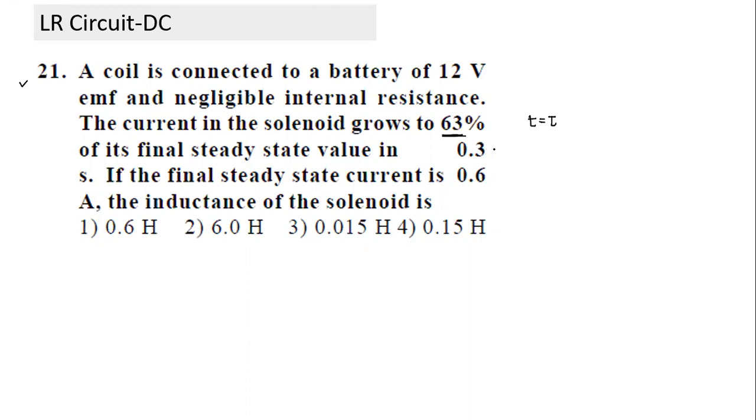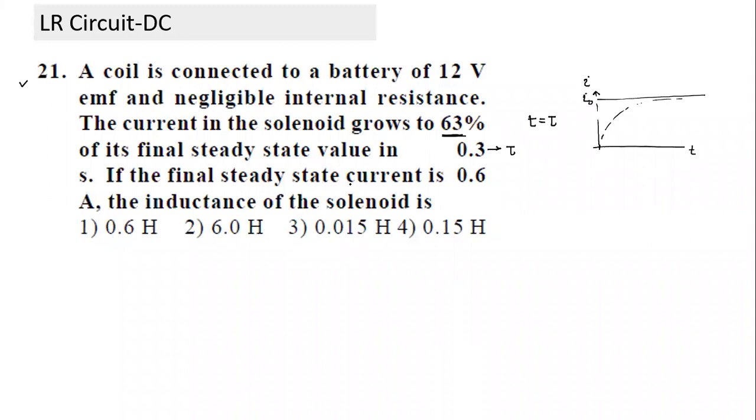So what does this 0.3 indicate? This is nothing but tau, the time taken to reach 0.63 times the final current. If you look at the graph, in the case of an RC circuit we had a graph for Q and T. Here we have the current graph for I and T, and it looks something like this. This is the steady state, after which the current doesn't change. This is I naught, which is V by R.